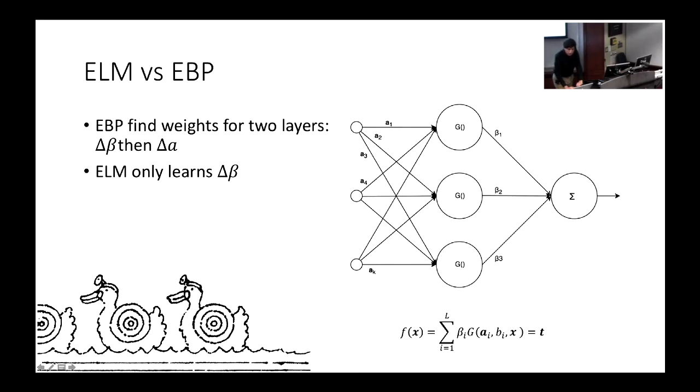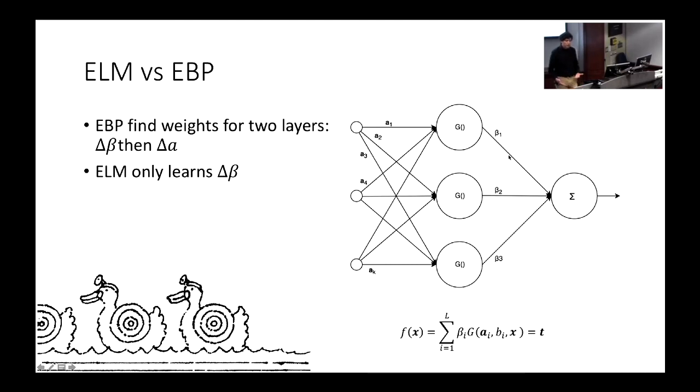With error-back propagation, you first learn the beta values, and then you learn the change in beta values. Once you learn those changes in beta values, the next step would be learning what the A values are back here. With extreme learning machines, on the other hand, you only have to learn this one layer, the weights for this layer here.